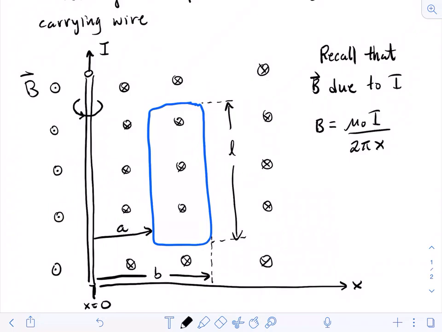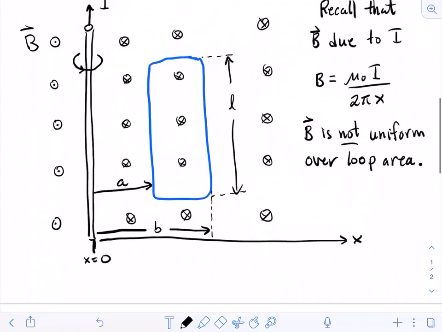Okay, so one thing we should make note of then is that B is not uniform over our loop area. Over at the left edge of our loop, the magnetic field is stronger than it is over at the right edge, where x equals b.